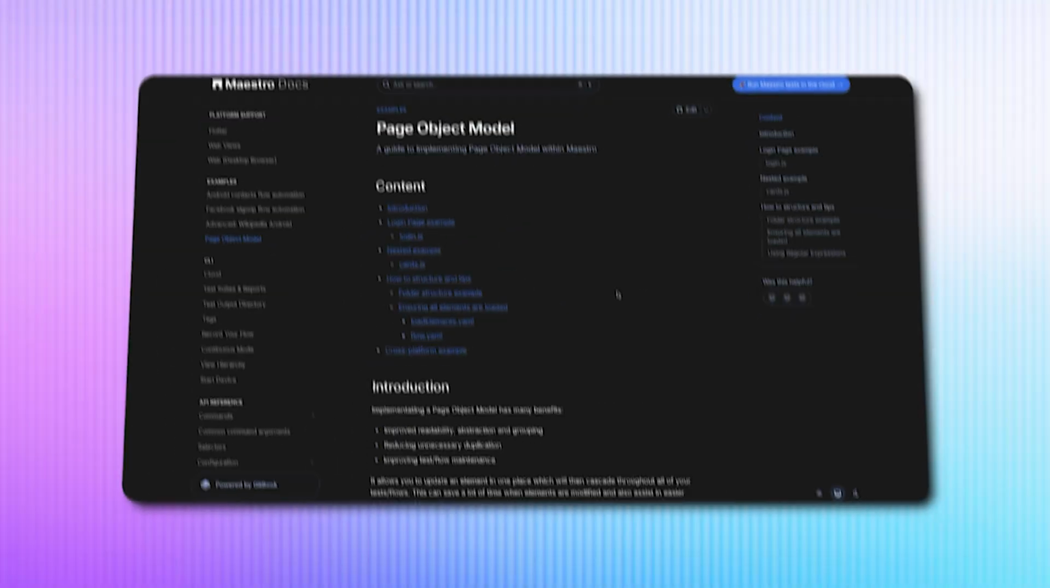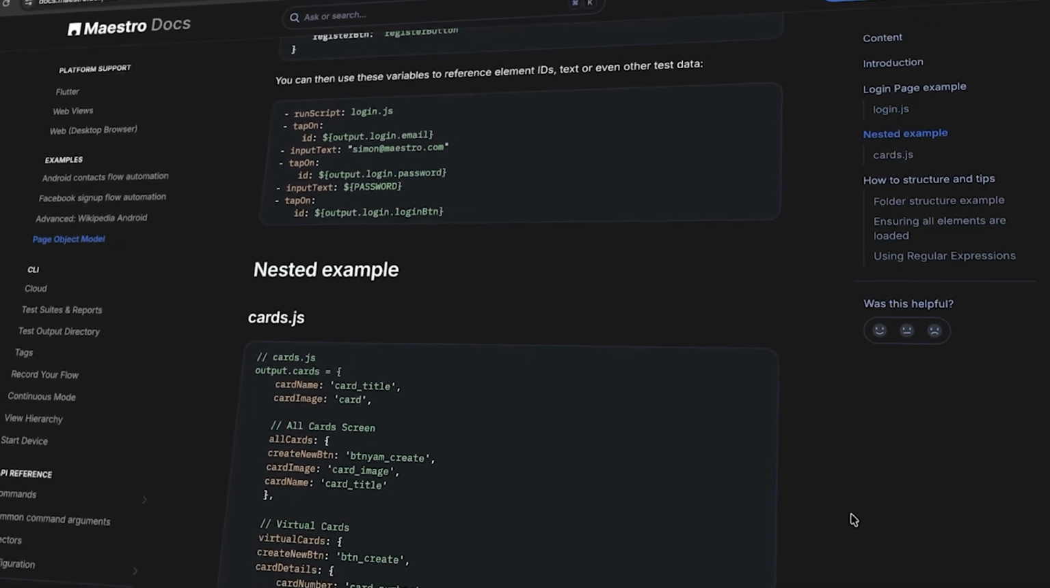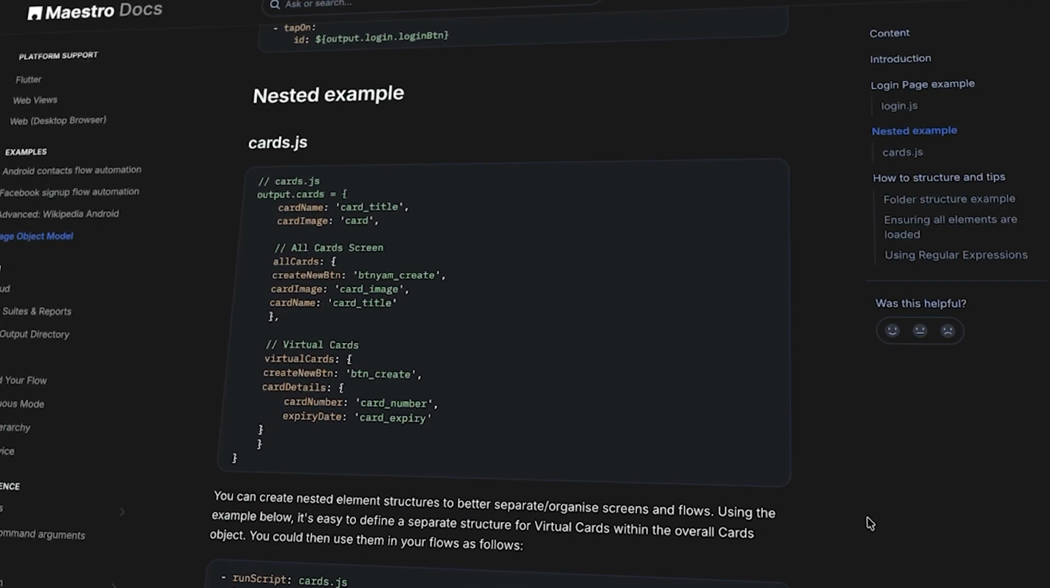But what happens when your UI changes? What if the selector changes in 20 places? This is where we teach the advanced pattern. Centralized element maps, JavaScript-driven selector management, single source of truth.